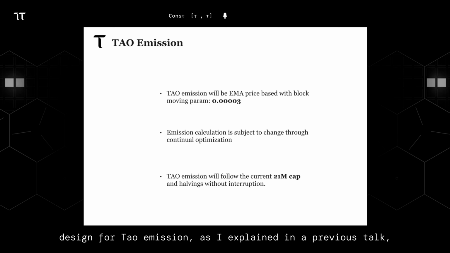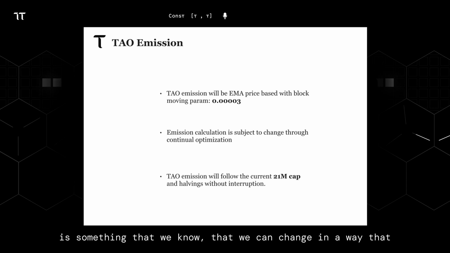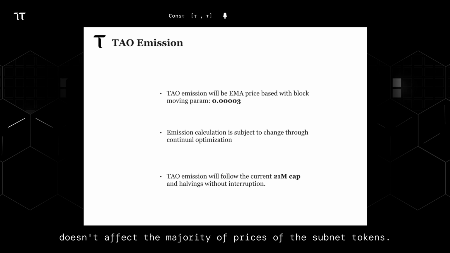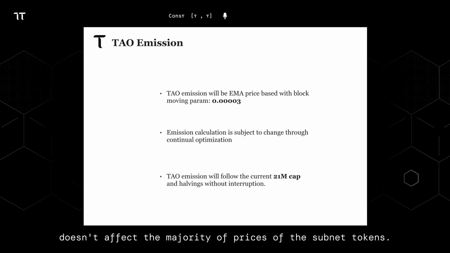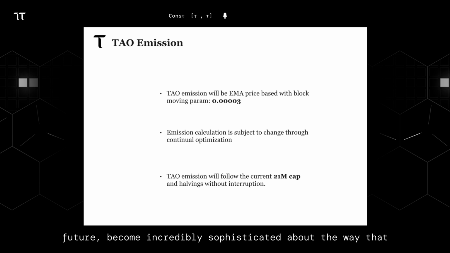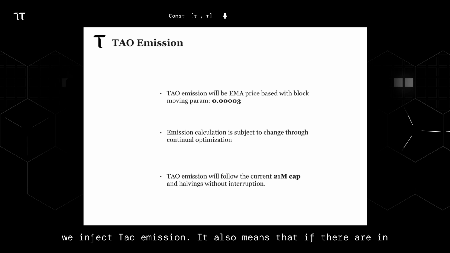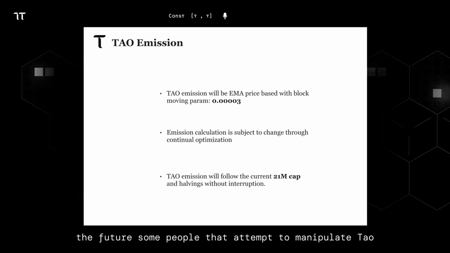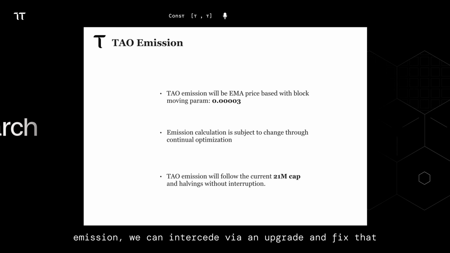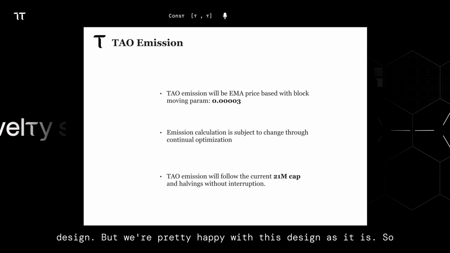So this design for tau emission, as I explained in a previous talk, is something that we know we can change in a way that doesn't affect the majority of prices of the subnet tokens. And this is very interesting because it allows us to, in the future, become incredibly sophisticated about the way that we inject tau emission. It also means that if there are, in the future, some people that attempt to manipulate tau emission, we can intercede via an upgrade and fix that design. But we're pretty happy with this design as it is.